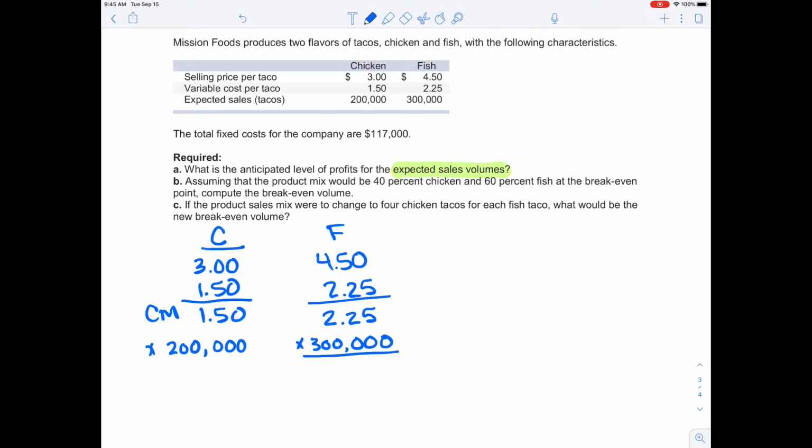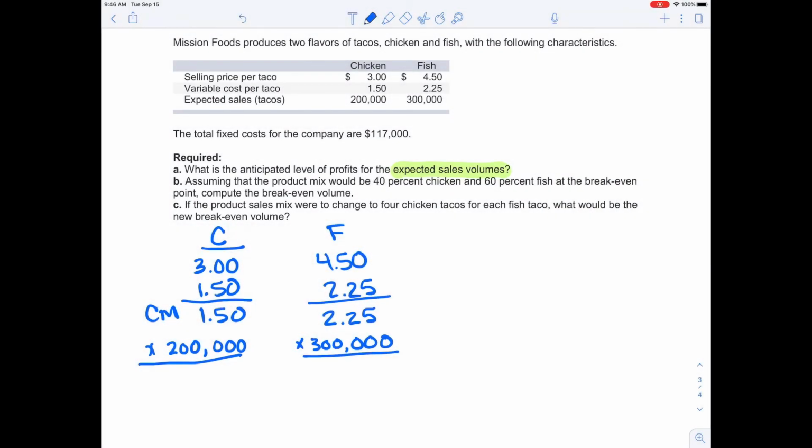And this is going to tell me that I add those up, and I don't have that number. All right, so let's look at what we need to do to find this expected sales volume.